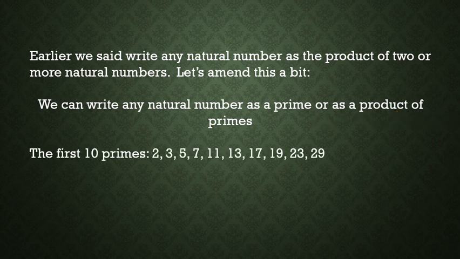Just wanted to give you the first 10 prime numbers that occur in the set of natural numbers. Those are 2, 3, 5, 7, 11, 13, 17, 19, 23, and 29. And we're going to be using these primes in the next little batch of problems from this section.